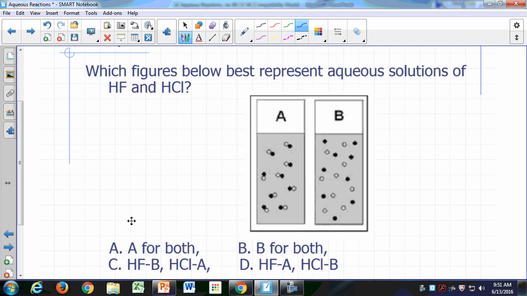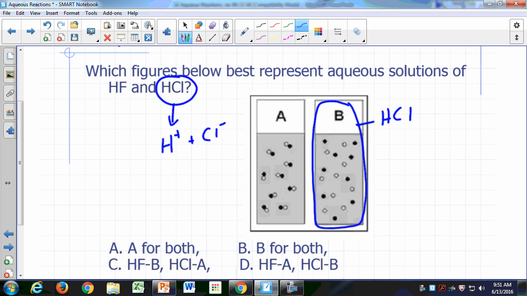Which of the figures below would best represent an aqueous solution of HF and HCl? Well, you have to remember that HCl is one of the 6 strong acids, so if you put this in water, the HCl molecules are not going to remain stuck together. The HCl molecules will break apart into hydrogen ions and chloride ions. So figure B would best represent HCl. It's a strong acid. And you can see there are equal numbers of the filled circles and unfilled circles in this picture.